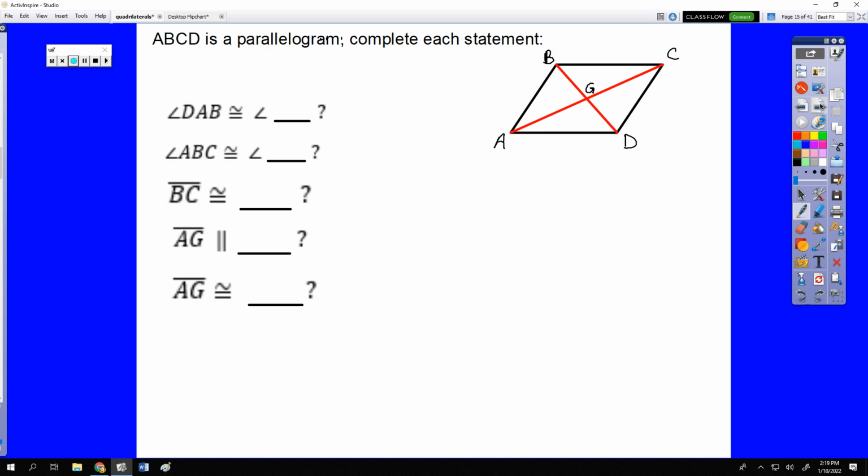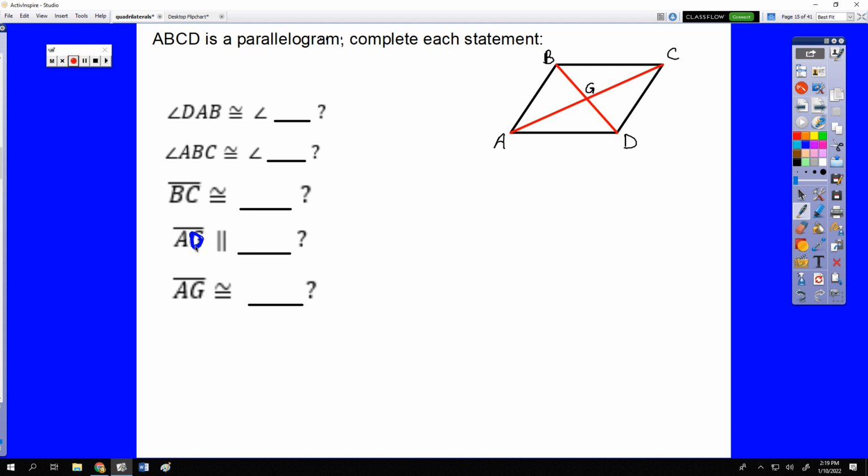Okay, so what you're going to see basically two types of problems on your 6-2 homework. The first type will be completing congruence statements. So in this picture here, first of all, there is a typo. This is supposed to say AD, not AG. So please make that change before we start the problem.